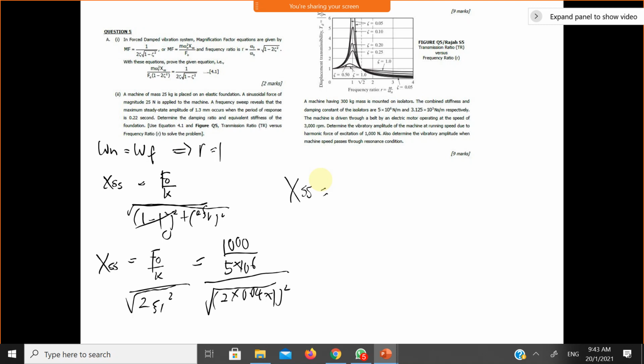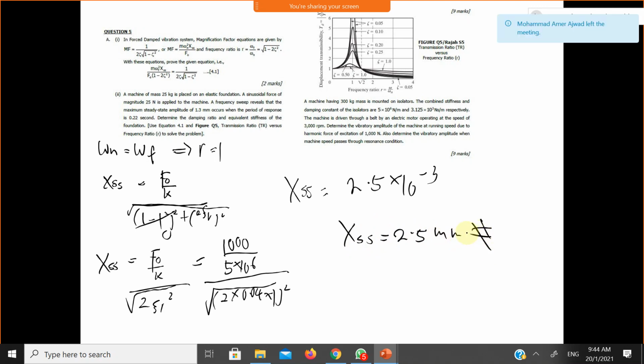What is our XSS? Berapa? (2.5 times 10 to the power of negative 3). Then XSS must be 2.5 millimeter. Okay, so apa yang kita boleh conclude dekat sini?